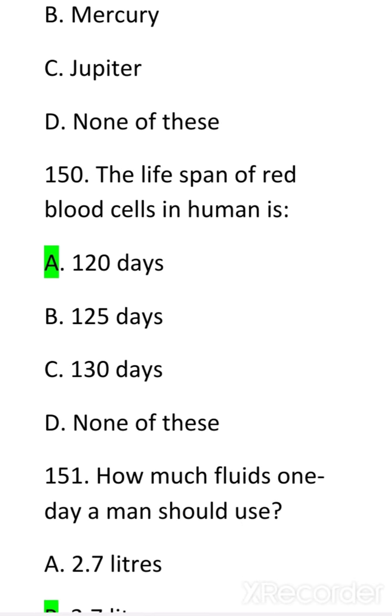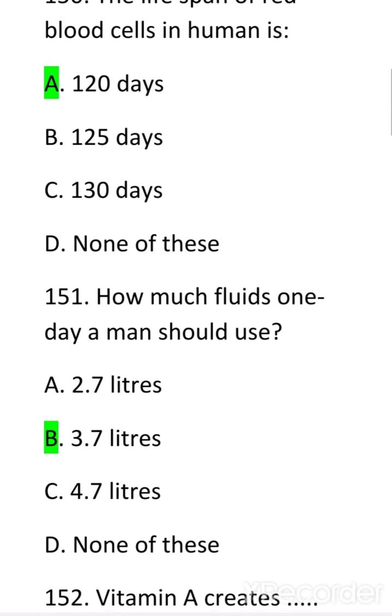Question number 150. The lifespan of red blood cells in human is option A, 120 days, B, 125 days, C, 130 days, D, none of these. Correct option is A, 120 days. Normal human red blood cells have an average lifespan of about 120 days in the circulation, after which they are engulfed by macrophages.